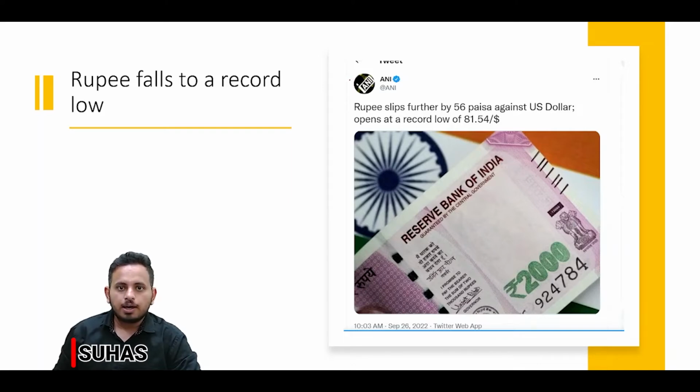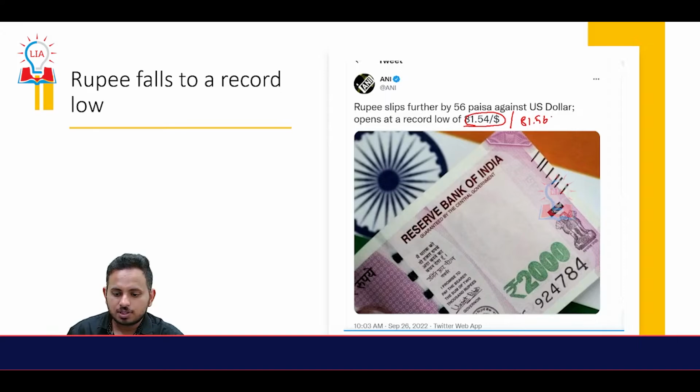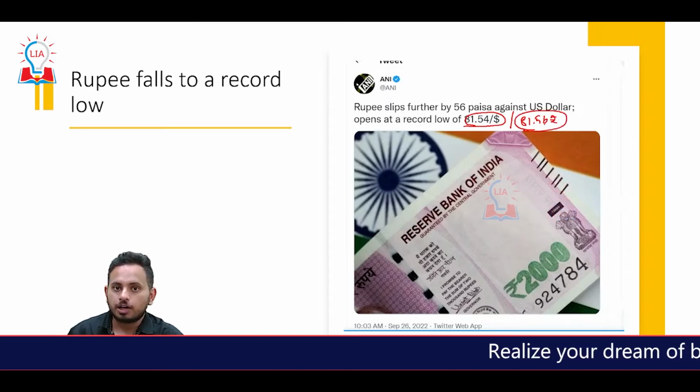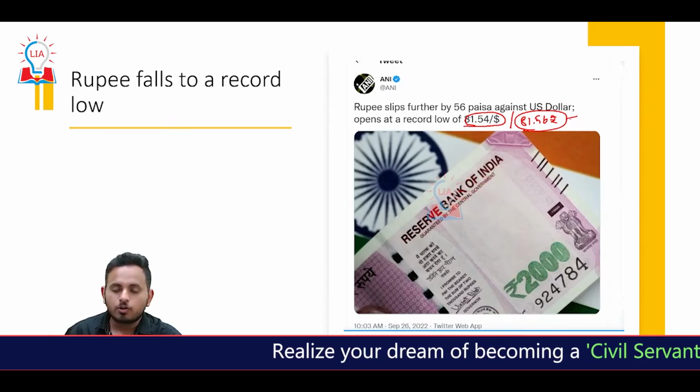Indian rupee has been depreciating for the past few months. It reached an all-time low at 81.54, and as of now the Indian rupee is trading at 81.56 rupees against the dollar. This is set to be the all-time low for the Indian rupee. So in this video we will see what led to the fall of the Indian rupee.